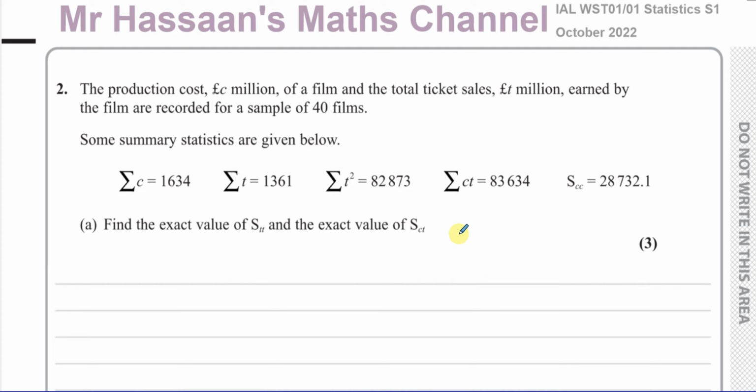These symbols SCC, STT, SCT are basically talking about the variance, a measure of how the values are spread out for the C values, and here for the T values, and how the values of C and T are spread out in relation to each other. There is a formula in the formula book to answer such questions, which is very simple for us to use.